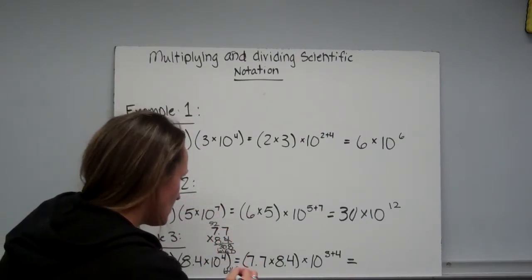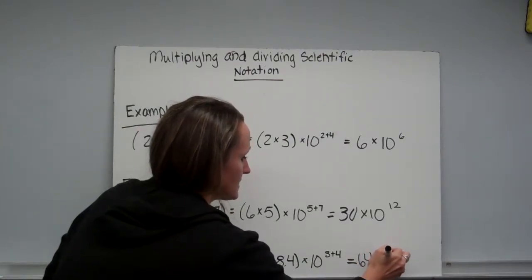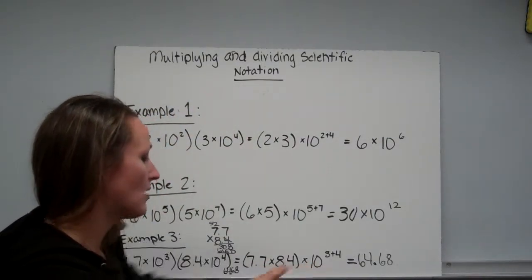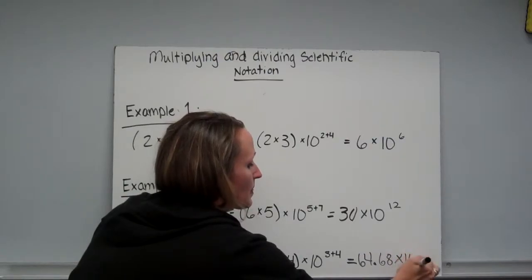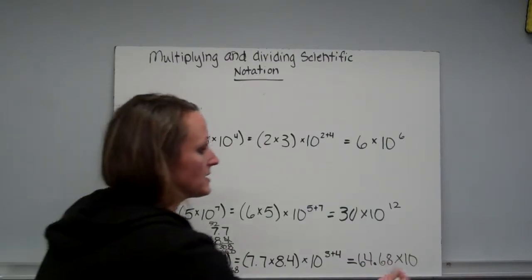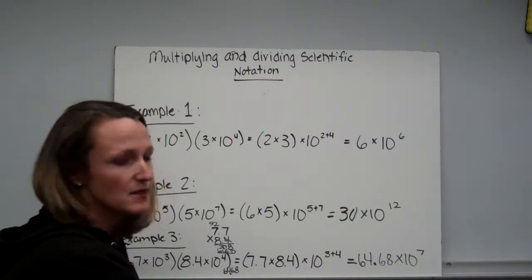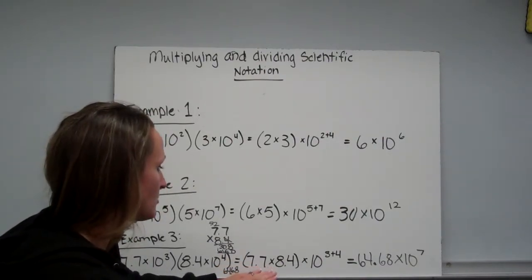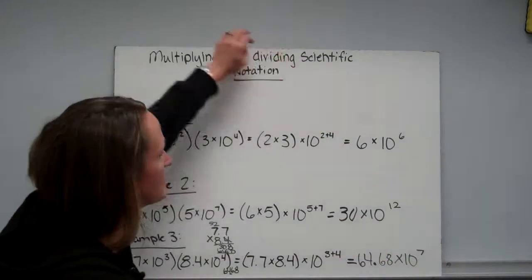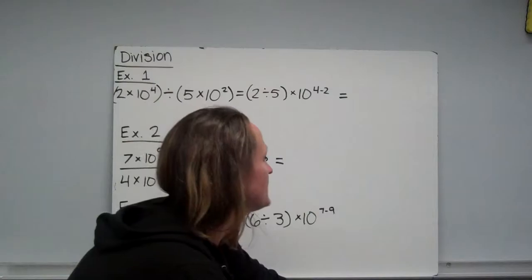There's 2 significant digits, so we would get 64.68 with our decimal. Keep our times 10. 3 plus 4 is what we get when we put our exponents together, so it's to the 7th. So 64.68 times 10 to the 7th. And that makes sense, because if you looked, this is about 8 times 8, so this is about 64 times 10 to the 8th, if we look at it and estimate. So that's multiplying. What if we divided?